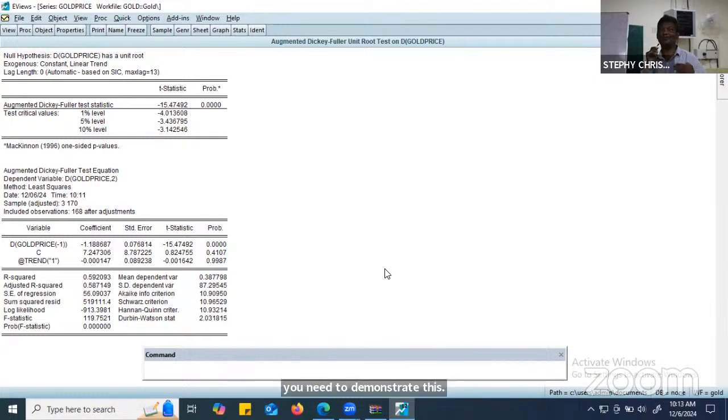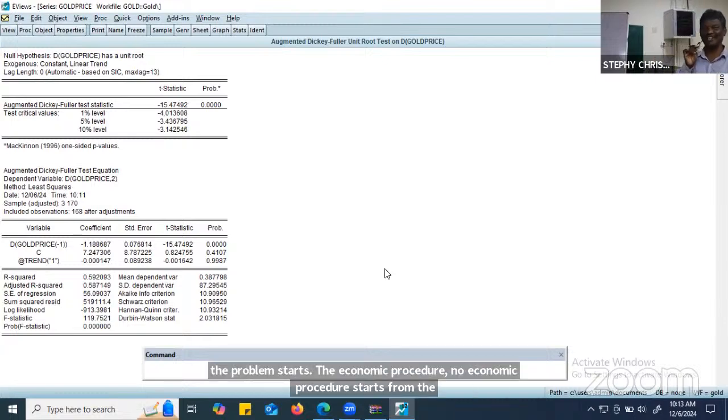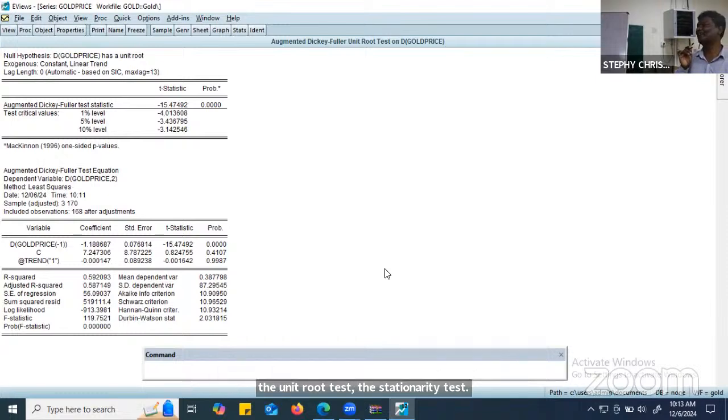There the problem starts. The econometric procedure starts from the unit root test, the stationarity test. So what is the starting point? The starting point of the econometric techniques, the procedure, is the stationarity test. So today, I hope you got clear about the stationarity test. This is basic. Now you also know how to do it, right?